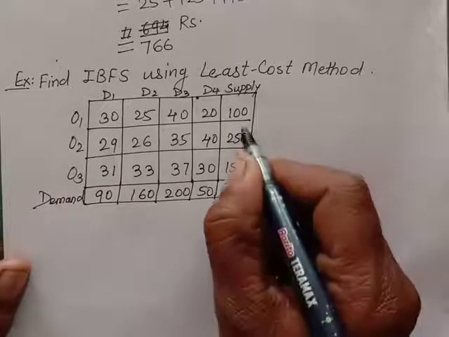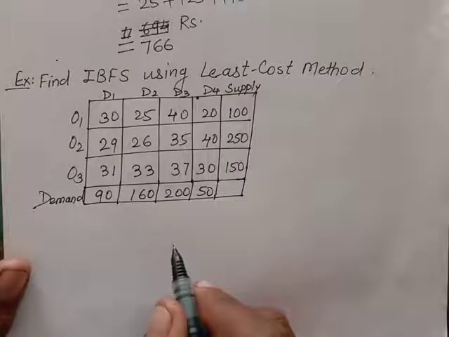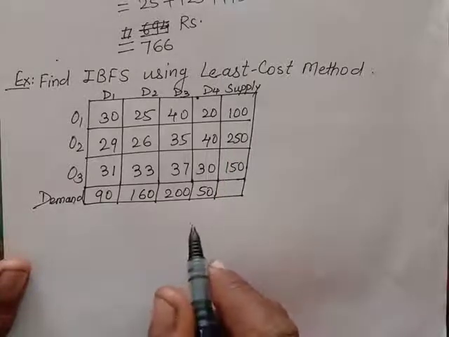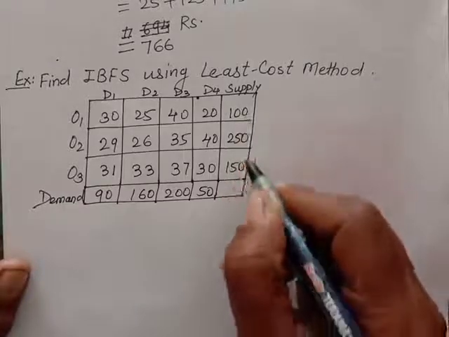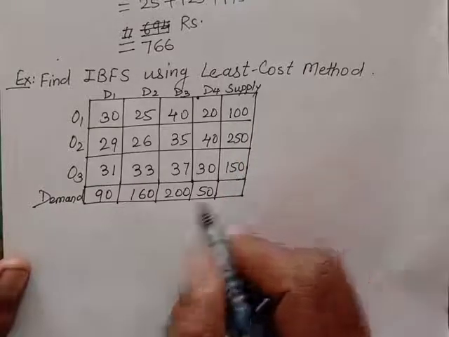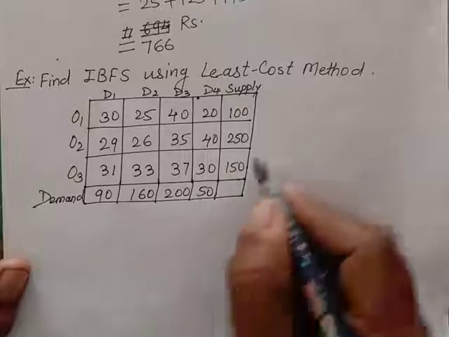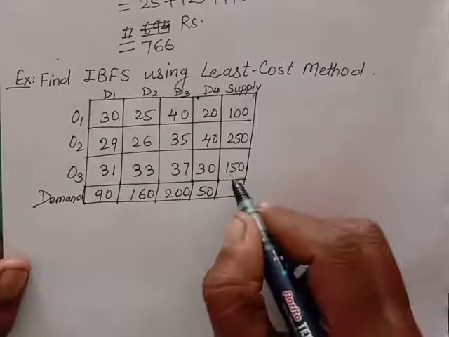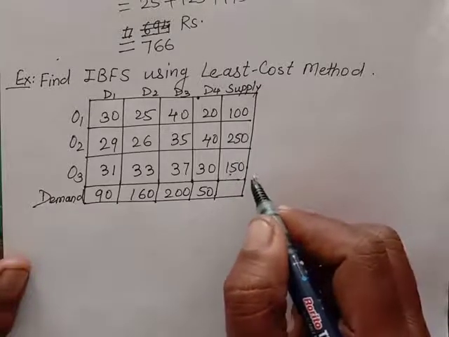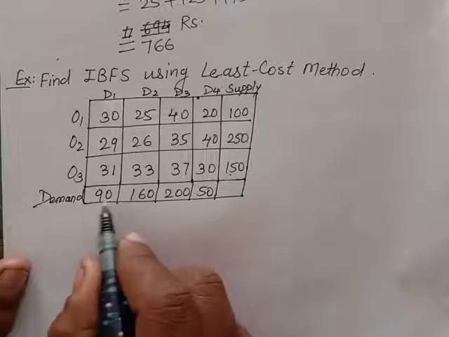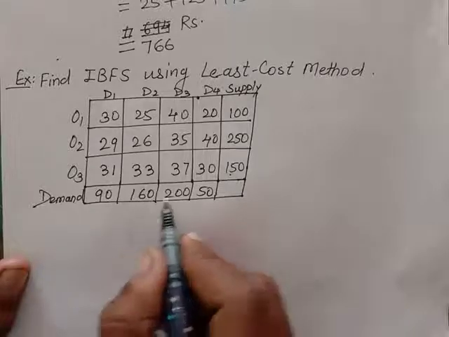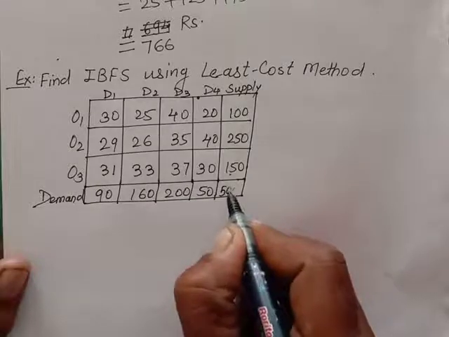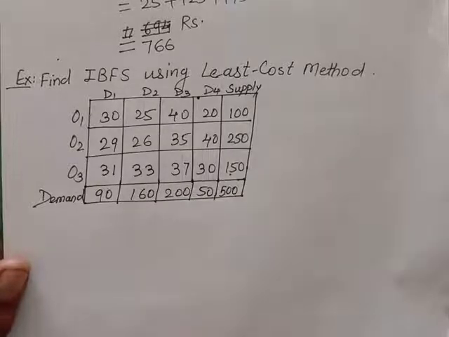Now first of all, while solving these questions, you should always do this step first: take the total of the supply and the total of the demand. Look here, 100 plus 250 will be 350, 350 plus 150 will be 500. Now look here, this one is what? 90, 160 and 250, so it will also be 500. So if both are the same, then we will write that thing here.